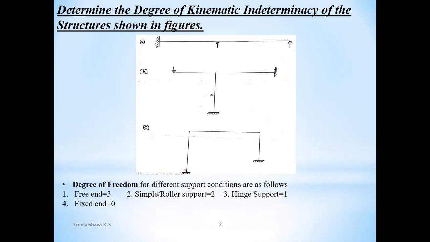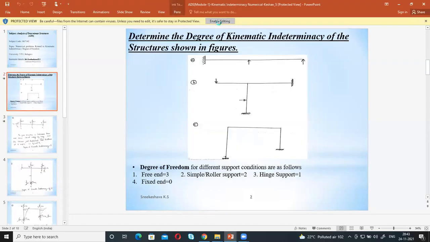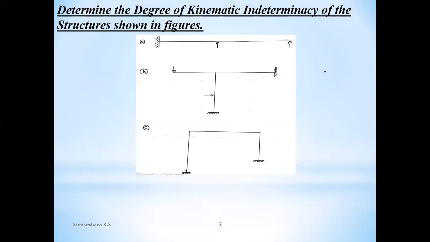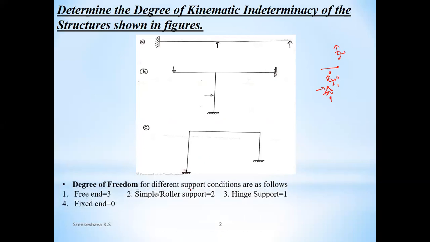See, degree of freedom for different support conditions. Free end. What is free end? If there is no support here, it is a free end, so all three displacements are possible, right? If it is a hinge, how many displacements are possible? One is possible, like that. So that's the explanation I have given. Free end, 3. Simple roller, 2. Hinge, 1. Fixed end, 0.